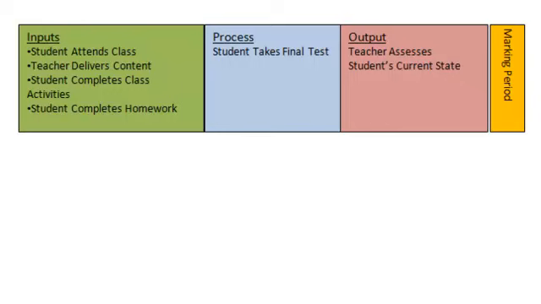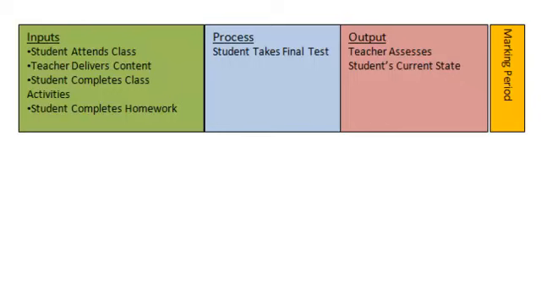So we start off with, here are the inputs when we're looking at summative student assessment. Again, summative student assessment is when we are testing students at a given point in time to try to obtain data sets in terms of what their current state is. So what happens in this particular process is that a student attends class and a teacher delivers content. Now, if this were a flipped classroom, those two steps would be interchanged, where a teacher could deliver the content prior to the class, and then the student attends the class.